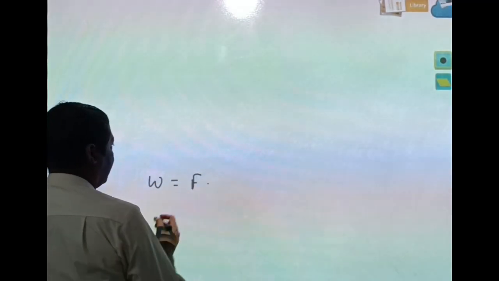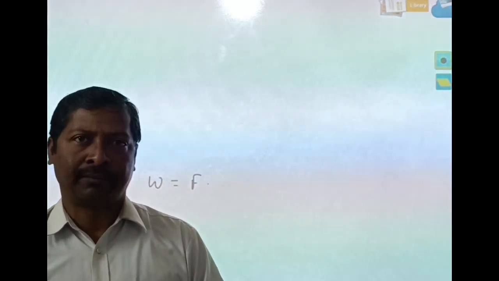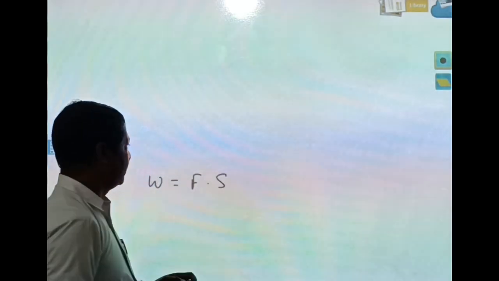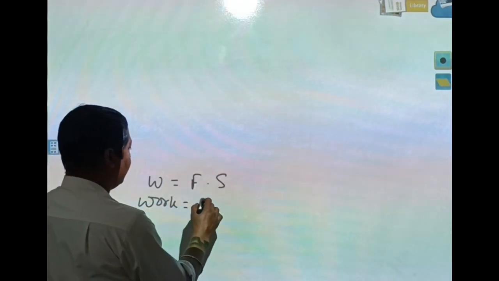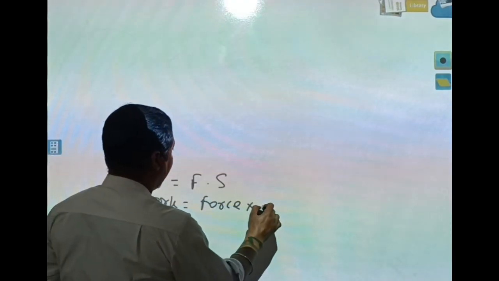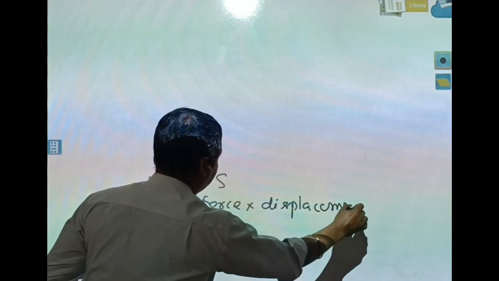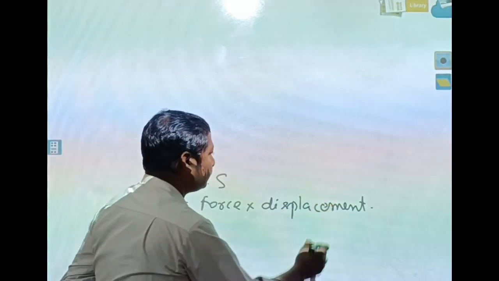If a force is applied to an object, if it displaces, it makes some displacement, then work is done. So, W is equal to Fs. That means work is equal to force into displacement. Okay? Displacement.